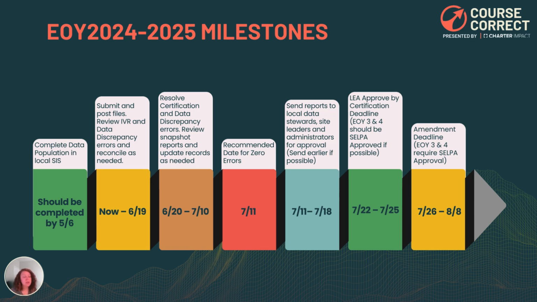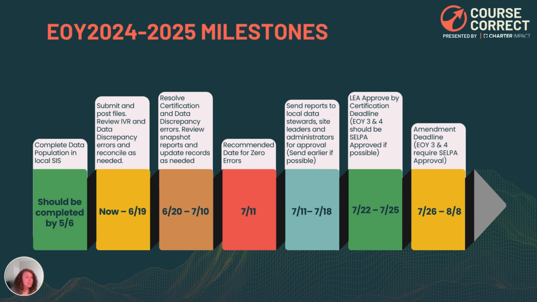It's not something that you want to send the night before it's due or the day before certification is due, because that doesn't give teams enough time to really review all of the elements of those reports. July 11th is the date the state recommends to have 0 errors. Depending on your school and your size, I always try to bump it back a little bit. If I'm a K-8 school or an elementary school and my last day of school was in early June, then I would love to have my stuff completed by the end of June.